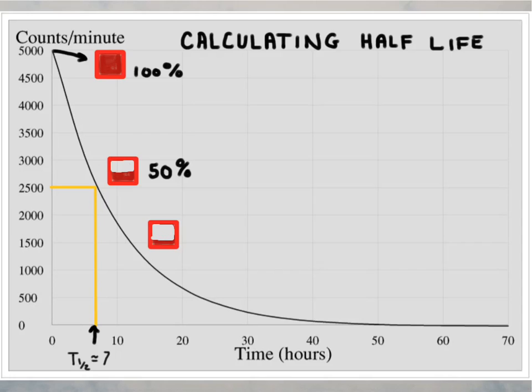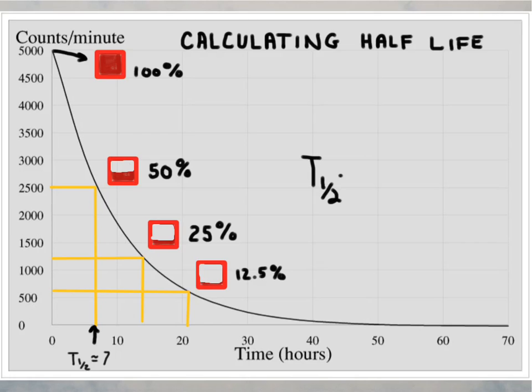You'll end up with about 1,250. And at that point, you're going to have about 25% of the substance. If you divide that in half again, you will have roughly about 12.5% of the substance. And so from the graph, we could get another couple of half-lives. On average, it looks like for this substance, the half-life is roughly around 7 hours.